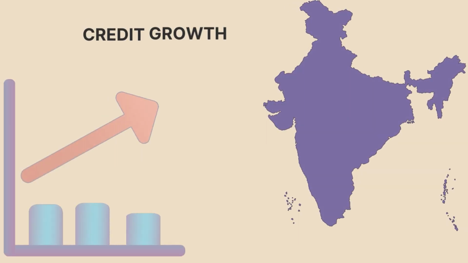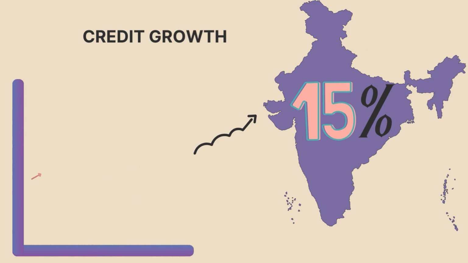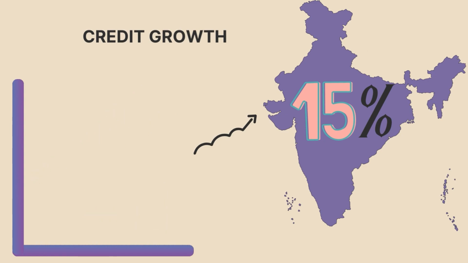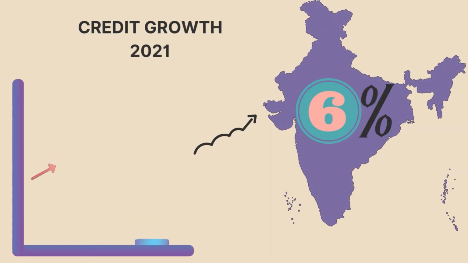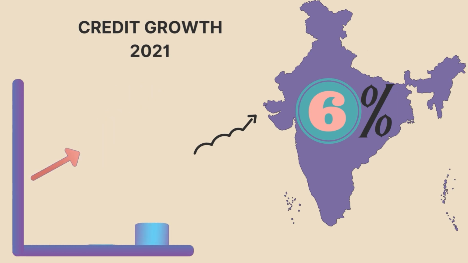Let us look at the credit growth. Credit growth in India has been around 15% for the last quite a number of months. Just to put this in perspective, the same growth rate number was around 6% in a large part of 2021. So that's the kind of growth that money demand has been seeing in India.